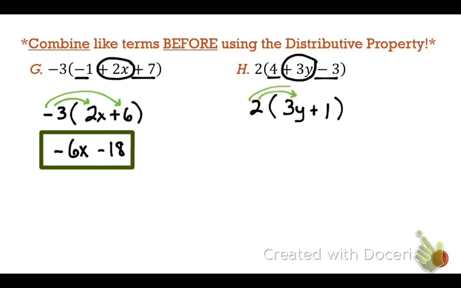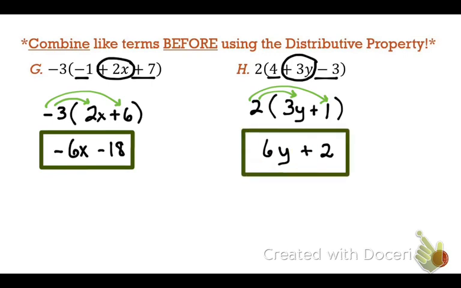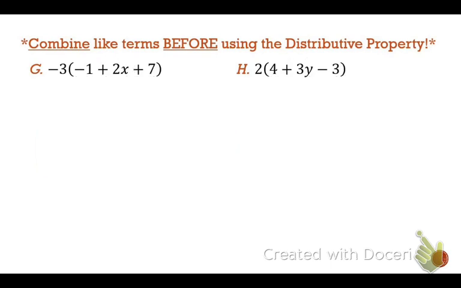All right, now we will distribute that 2. Einar, what's 2 times 3y? 6y. And then what do I do? Very good, plus 2. Can I combine those terms? Oh, no. Why not? Because they're not the same. They're not like terms. One's a variable term and one's a constant, so I cannot combine those.